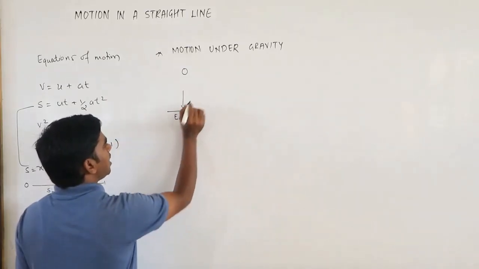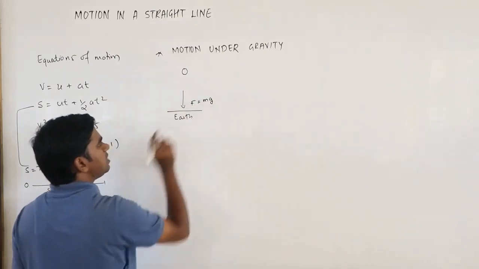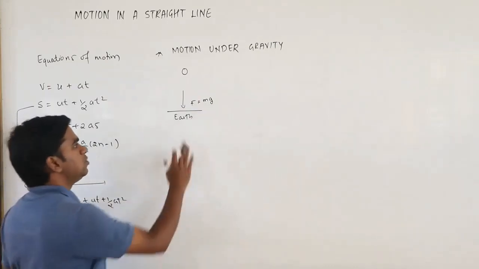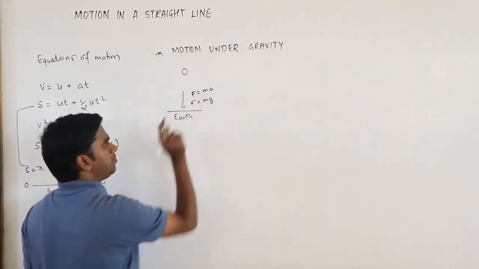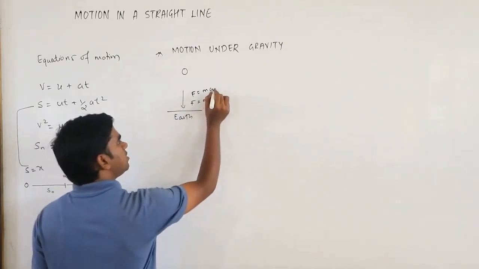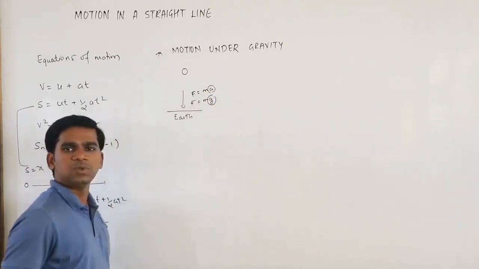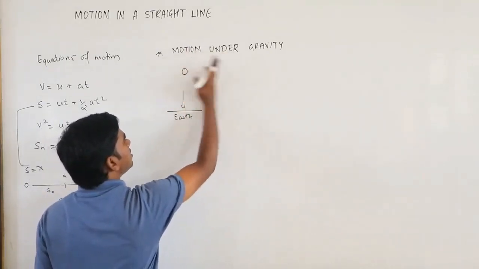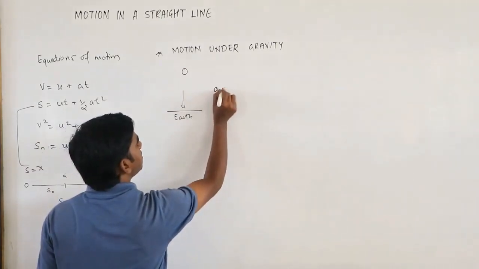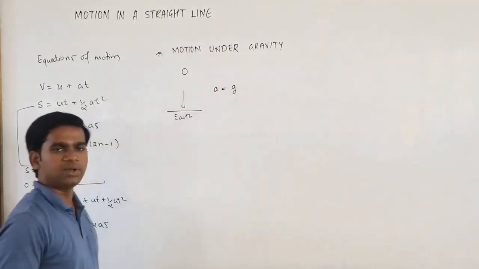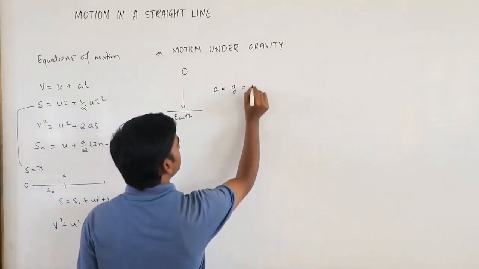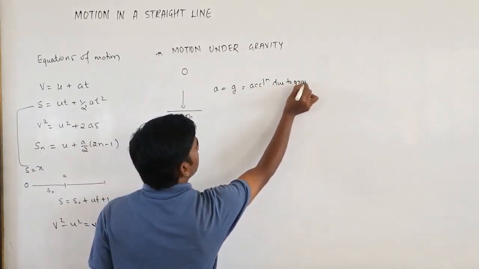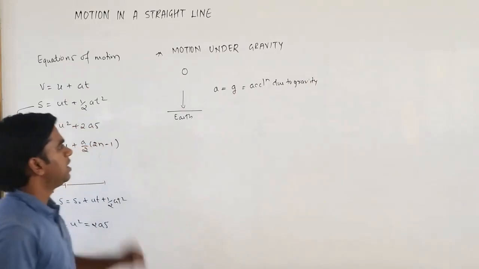So what is the force acting downward? Force acting downward is m into g, mass of the body and acceleration due to gravity. Usually we write F equals ma. That means in place of acceleration you are writing acceleration due to gravity. So when the motion is under gravity, we can write acceleration a equals g. Okay, so what is g? g is acceleration due to gravity.